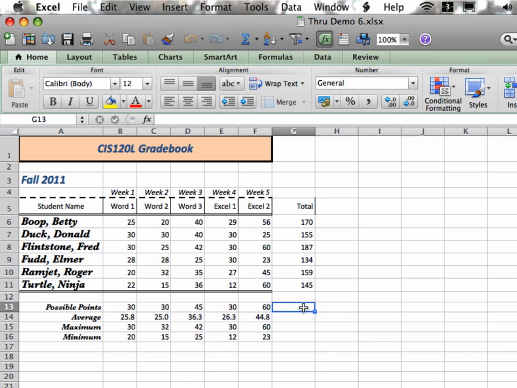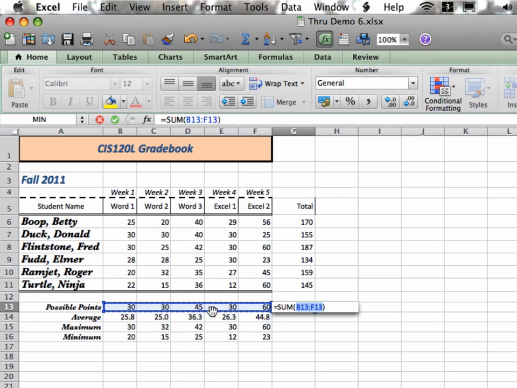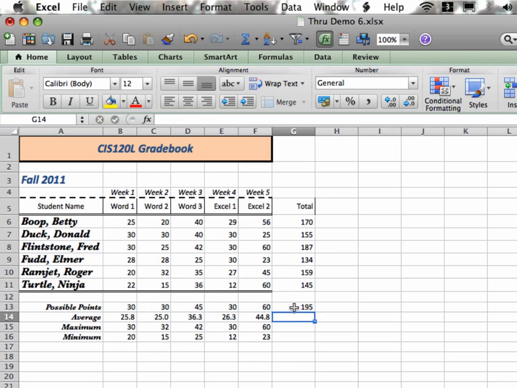So here, first off, we need a total. We need a total down here in G13 of all possible points. So we'll go back up. Remember to use our sum, and it automatically grabs the 5 cells there of the possible points. Hit the return, and we have our total.